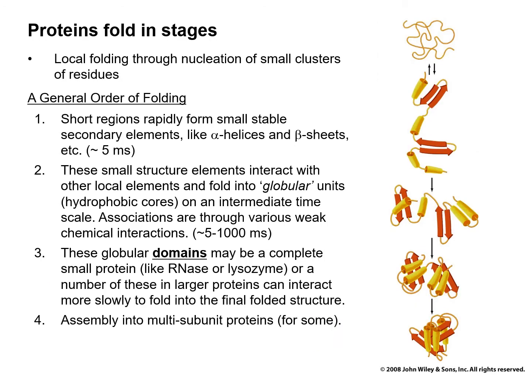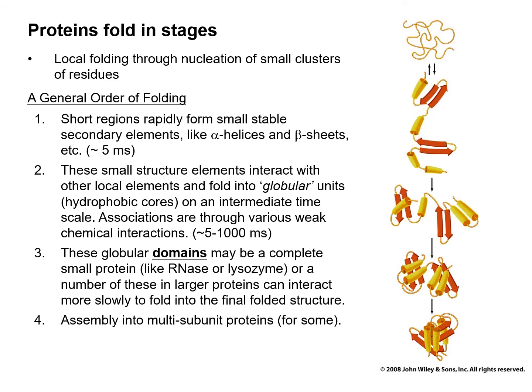Just like a protein gliding through the energy landscape to find the energy minimum, proteins fold in stages, meaning that the proteins can have local folding through nucleation of small clusters of residues. So here is the general order of folding. First, short regions rapidly form small stable secondary elements, which takes about 5 milliseconds or so. So it forms these beta sheets or alpha helices and things like that.